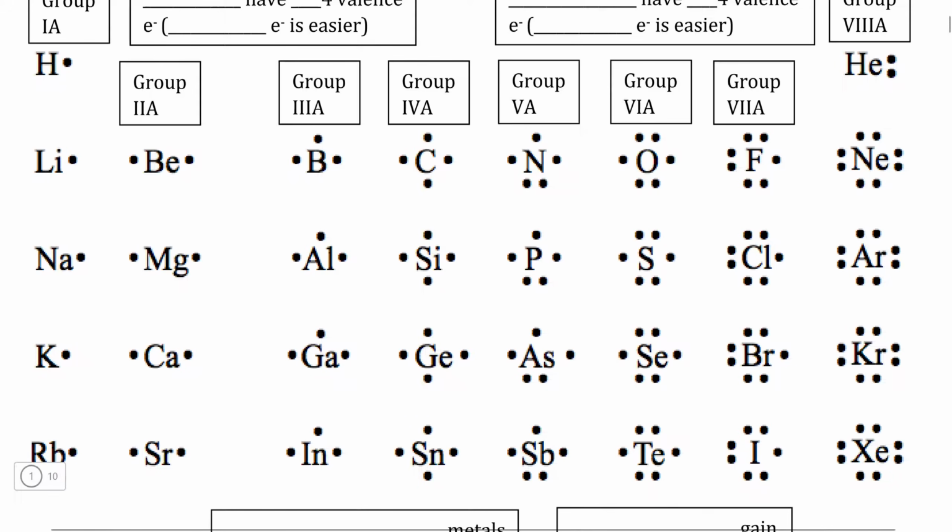so that we can see that all elements within the same group, remember that groups are vertical organizations of elements, and every group has the same number of valence electrons.